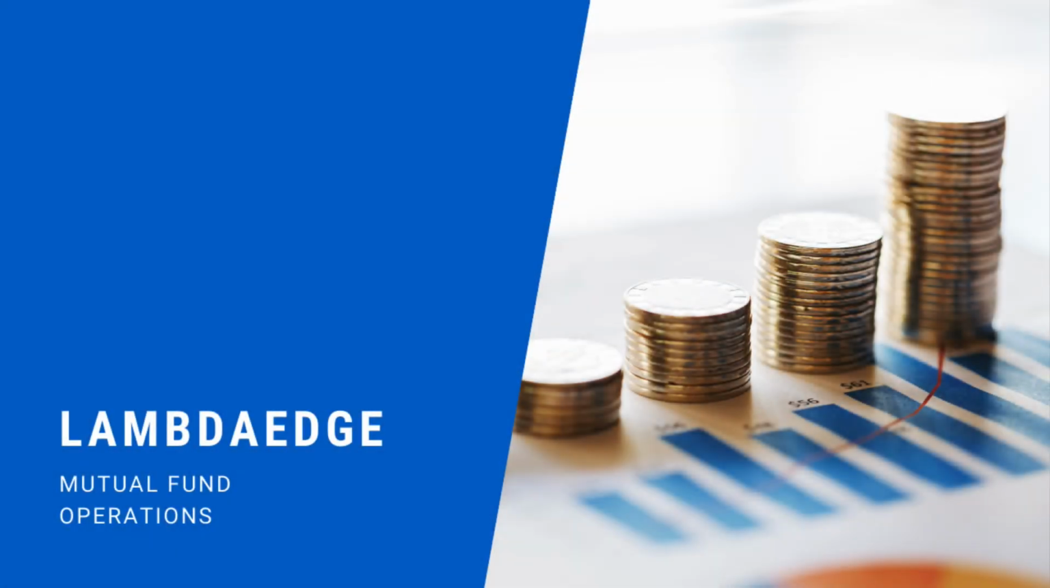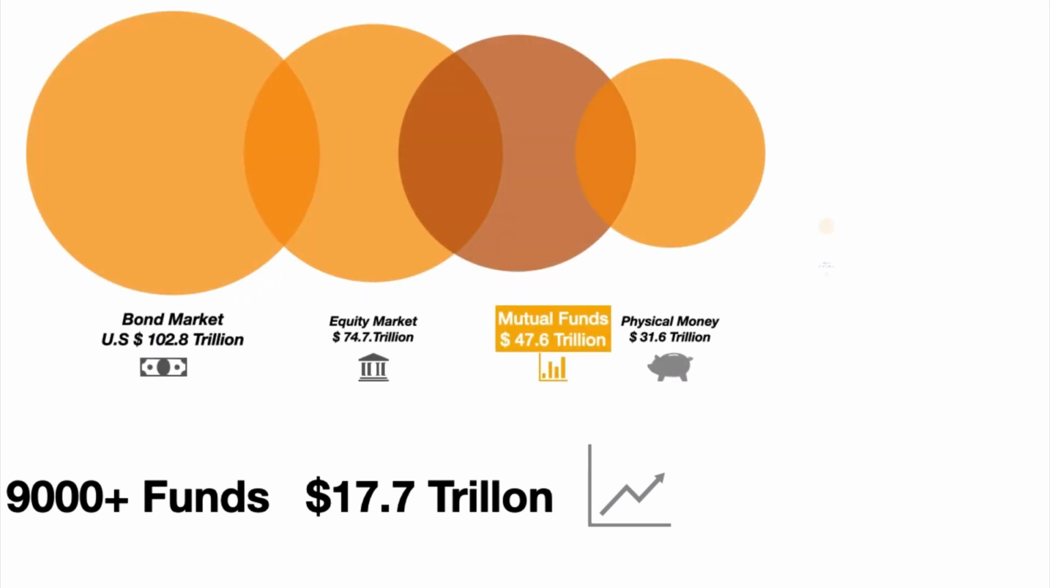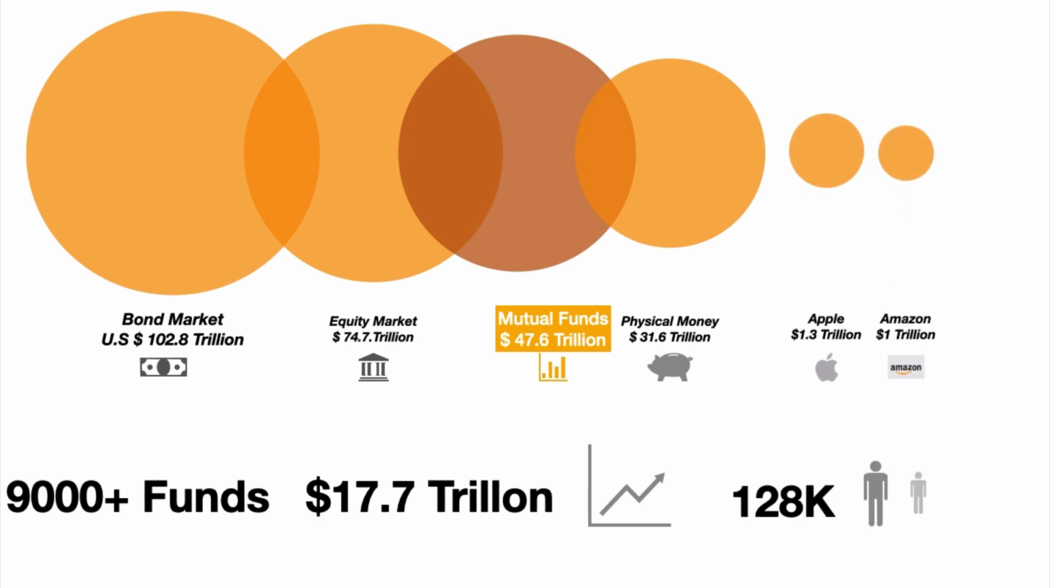First, let's look at the mutual funds market overview. In the US alone, there are about 9,000 plus funds, with a total asset under management of $17.7 trillion as of this recording. Globally, the size is about 50 trillion, and in the US alone, there are about 128,000 employees in this industry.